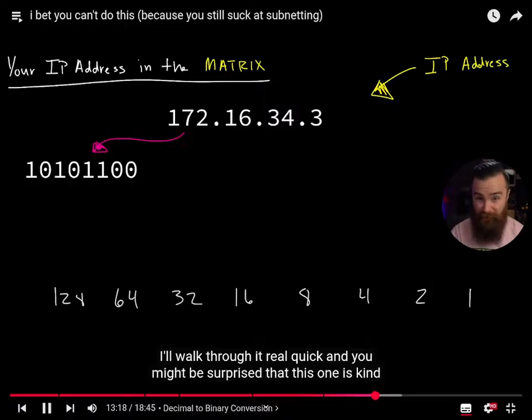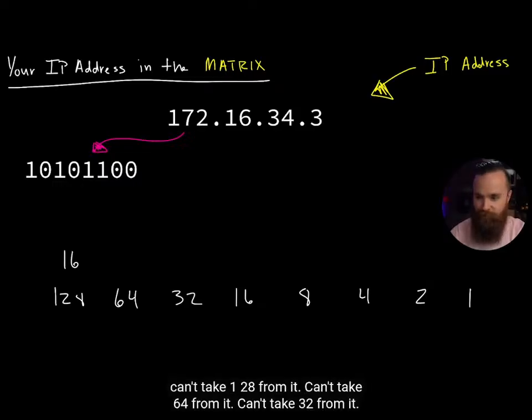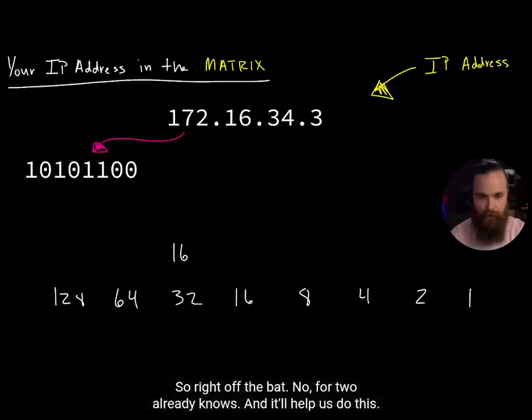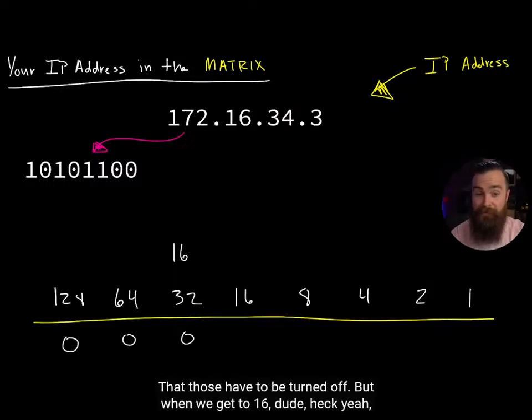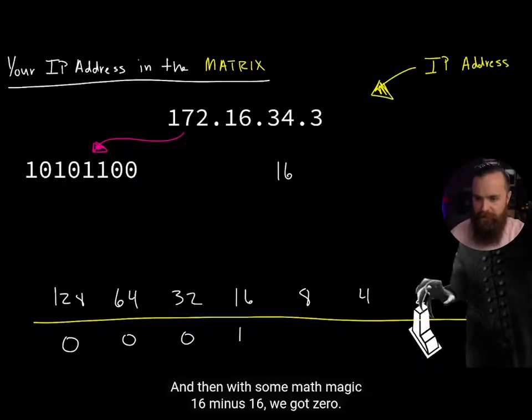You might be surprised that this one is kind of quick, because if we take 16, we go to the first one, hey, can't take 128 from it, can't take 64 from it, can't take 32 from it, so right off the bat, Nosferatu already knows, and he'll help us do this, that those have to be turned off. But when we get to 16, dude, heck yeah, we can take 16 away from 16. Let's turn that bit on. Thanks, Nosferatu. And then with some math magic, 16 minus 16, we got 0.